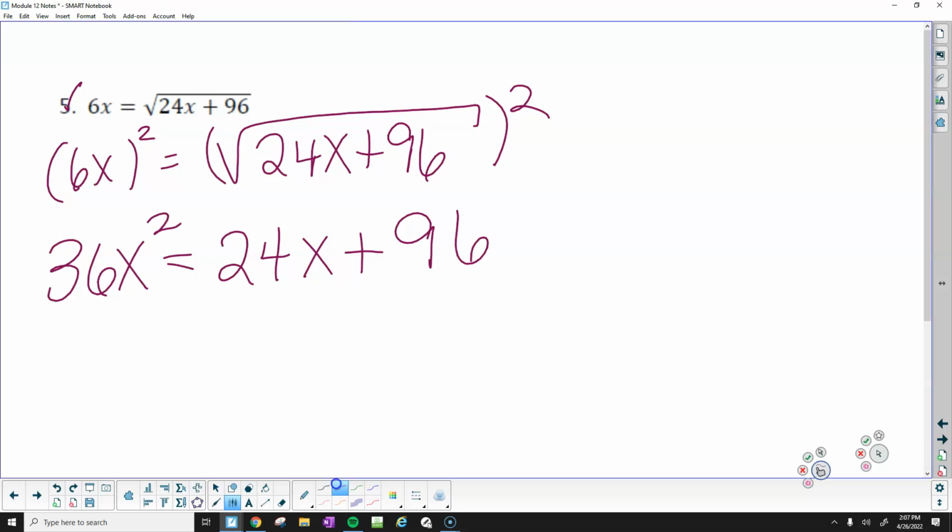That's it. Why is it raised to the second? The x's, not the 36, just the x. Oh, y'all, look at these numbers. They're big numbers. I know that 24 and 36 are multiples of 12. Y'all, do 96 divided by 12. Do you get a whole number? What's 96 divided by 12? 8. A whole number? Let's divide everything by 12.